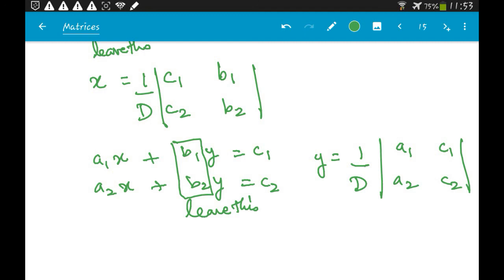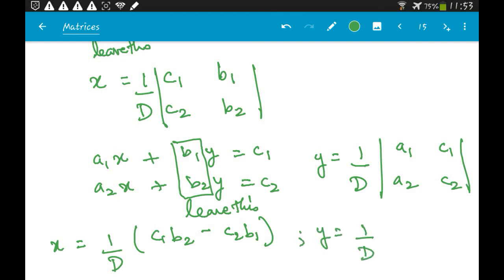Alright, so ultimately what we'll get is, x is equal to 1 by d into c1 b2 minus c2 b1, and we'll have y is equal to 1 by d into a1 c2 minus a2 c1. Okay, so there is a small difference here.